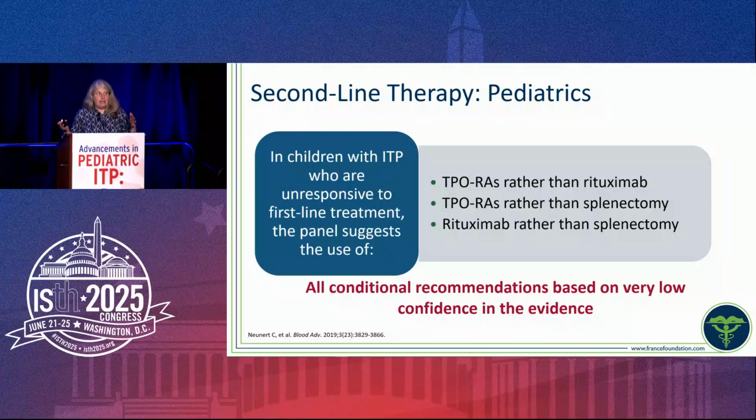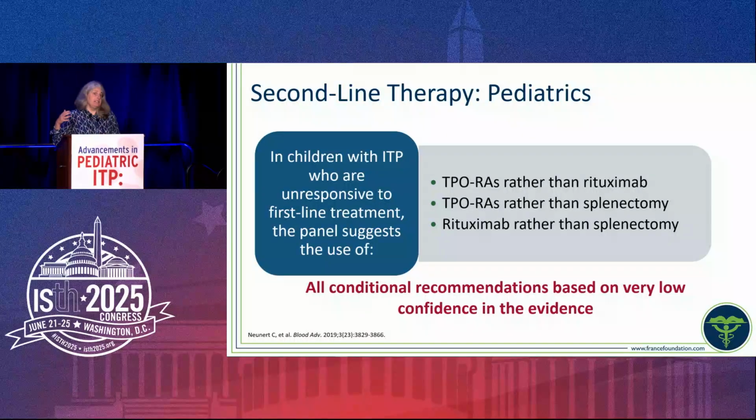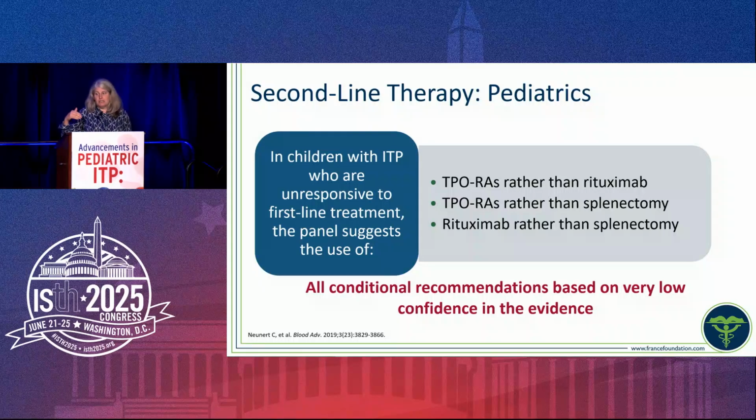So when we talk about second-line therapies in children with ITP who are unresponsive to our first-line therapies, the ASH guidelines panel suggested TPORAs rather than rituximab and rather than splenectomy, and rituximab rather than splenectomy. So basically in a ranking system, the TPORAs were preferred, followed by rituximab, followed by splenectomy. These were all conditional recommendations based on very low confidence in the evidence, because we really have no randomized trials putting these things side by side.